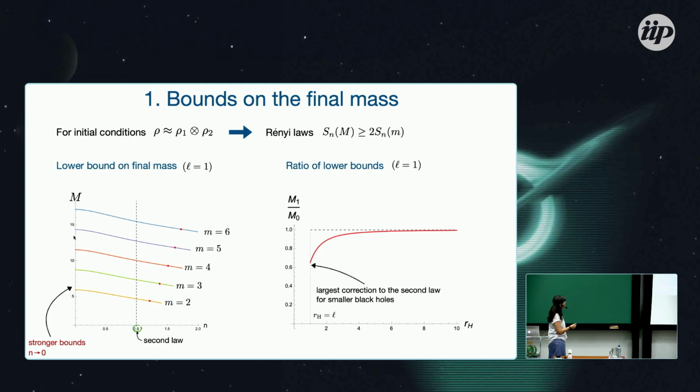So this is what you obtain for the lower bound on the mass of the final state. Oh, I have to speed up a bit. This is the mass of the final state as a function of the Rényi index n for different initial conditions. Here the dots are the points where these curves stop, and then the thermal AdS saddle should be taken into account. This is n equal 1, and we see that these bounds are stronger for n less than 1, and in particular the strongest bound comes from the Hartley entropy.